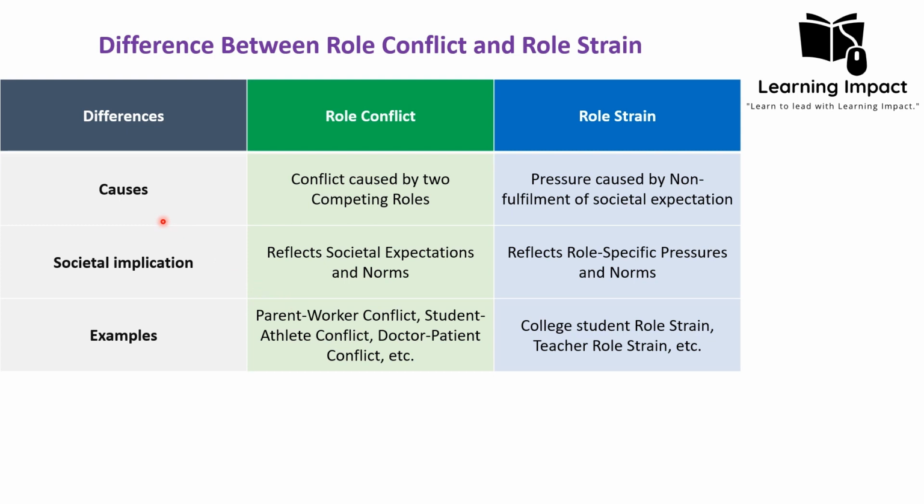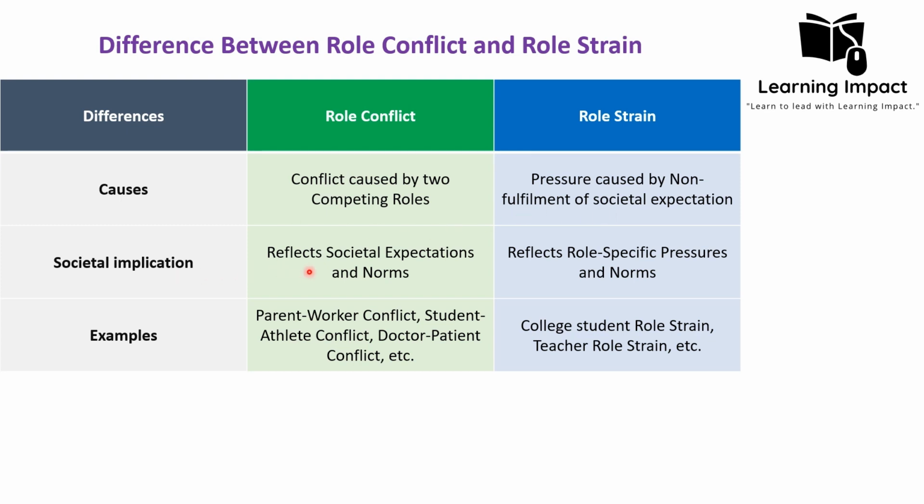Now, the other difference is the causes of role conflict and role strain. Role conflict is caused by two competing roles. As we discussed, a mother has to give equal time to her baby, and also she has to perform work at the office. So this leads to competing roles, and in the case of role strain, it is a pressure caused by the non-fulfillment of societal expectations. If a student is good in attendance but not good in responding to questions in the classroom, this leads to a pressure called role strain. So it is actually the non-fulfillment of societal expectations, because societal expectation is too high from an individual having a single role.